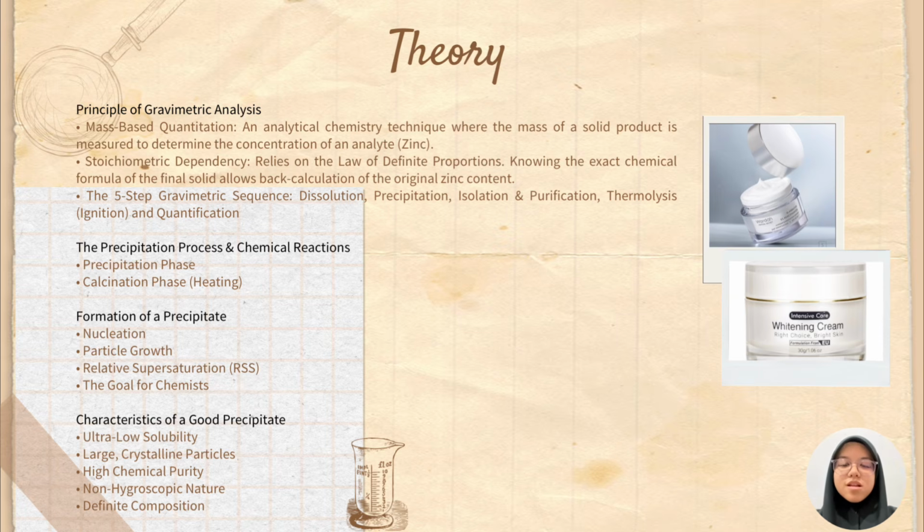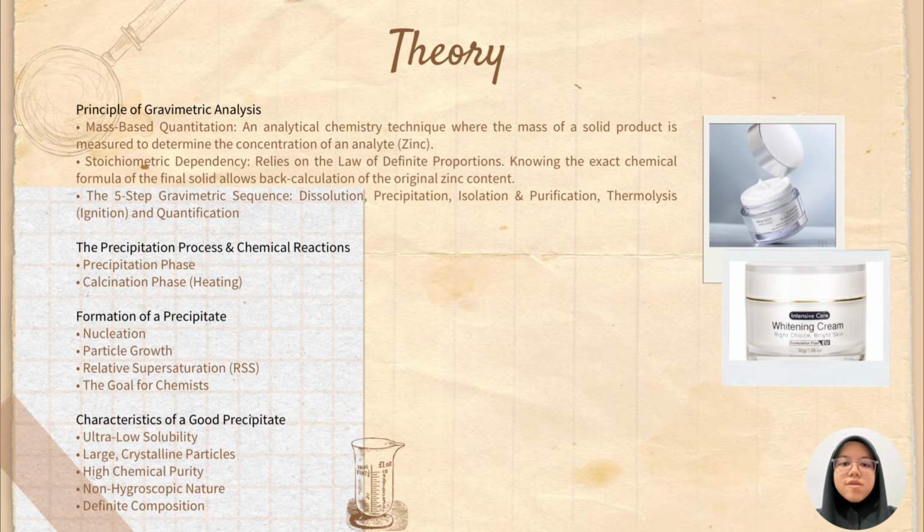Now, let's look at the theory behind gravimetric analysis. Simply put, this is a mass-based technique. We are measuring the exact weight of a solid product to figure out the concentration of our target analyte, in this case zinc. This relies entirely on the law of definite proportions. Because the final solid has a stable chemical formula, we can use simple stoichiometry to back-calculate the original content.